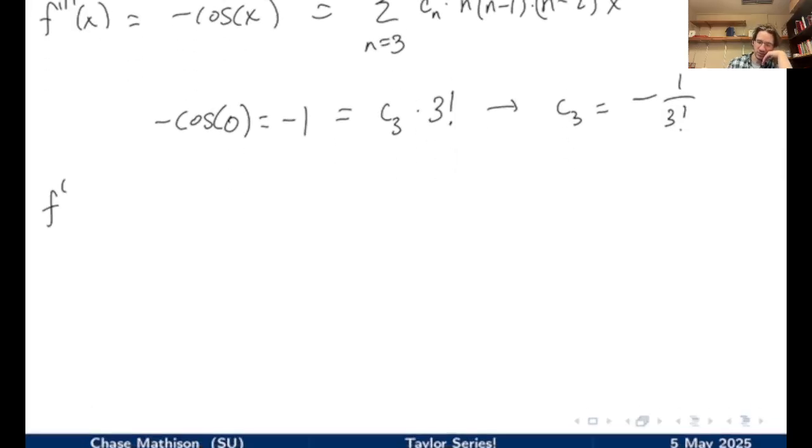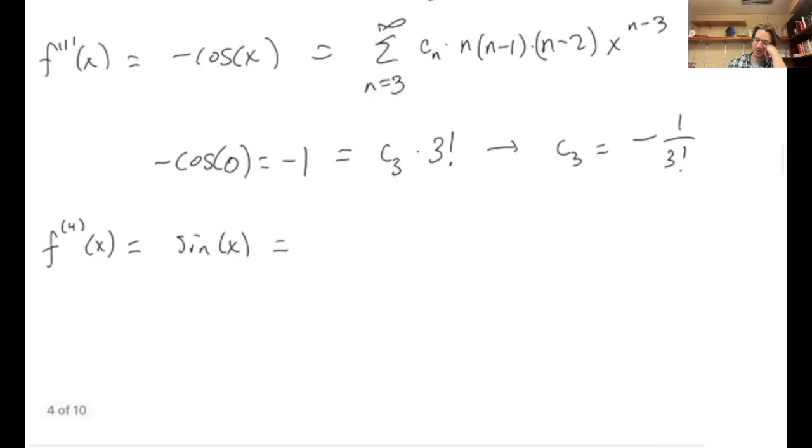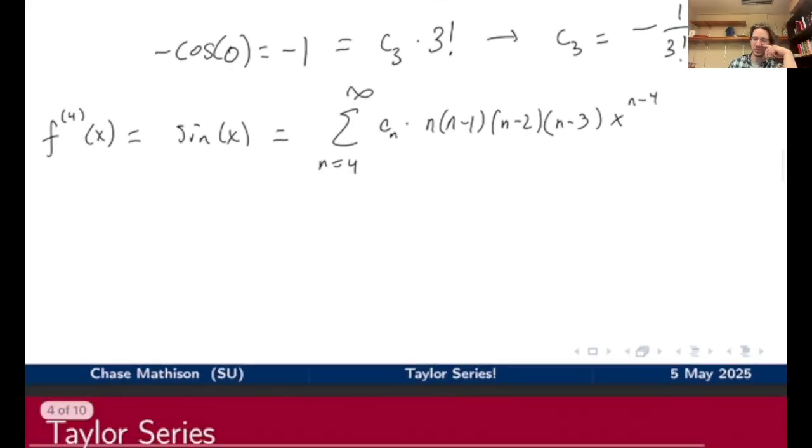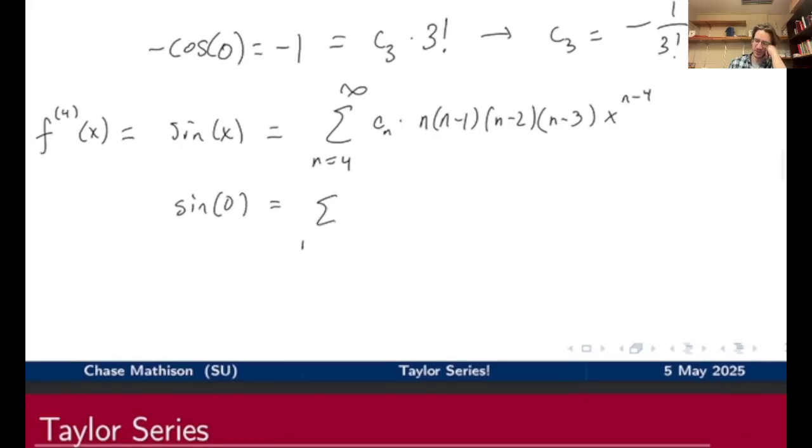Let's do one more. The fourth derivative of sine of x is, well, the derivative of negative cosine of x with respect to x gets me back to sine of x. I'll differentiate the power series as well. Sum n equals 4 to infinity of cn times n times n minus 1 times n minus 2 times n minus 3 times x to the n minus 4. And I'll plug in the center. I get sine of 0 equals the sum n equals 4 to infinity of, oh, well, sorry.